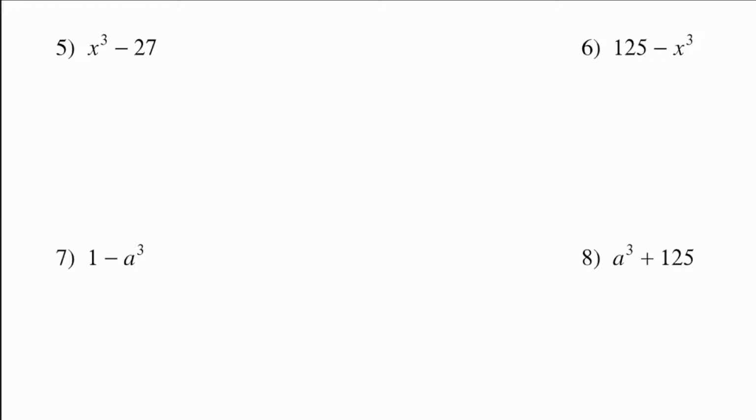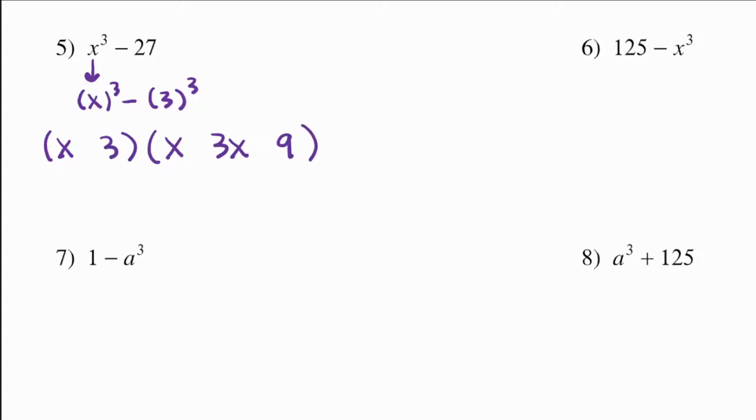x to the 3 minus 27, that's x cubed minus 3 cubed. So I'm going to have x and 3, x, 3x, and 9. That's one way you can set up the skeleton like that, and then just put in the signs to make sure you're doing it right.